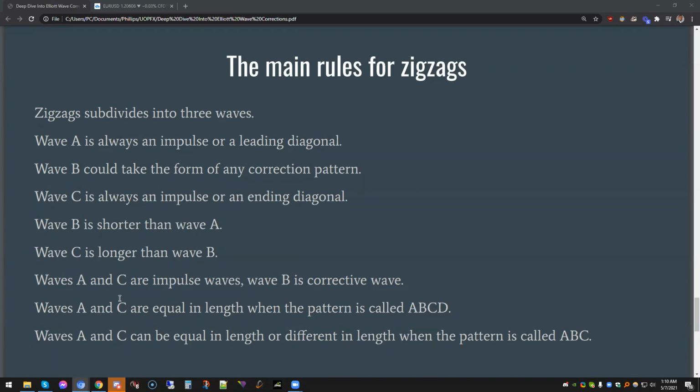Wave A and C are generally equal in length. Whenever they're equal in length, we refer to them as AB, CD patterns, also known as AB equals CD. Now, wave A and wave C can be equal in length, or they can be different in length. When they're different in length, we call the pattern ABC. This is where you'd have the A leg long and the C leg short, or the A leg short and the C leg long.